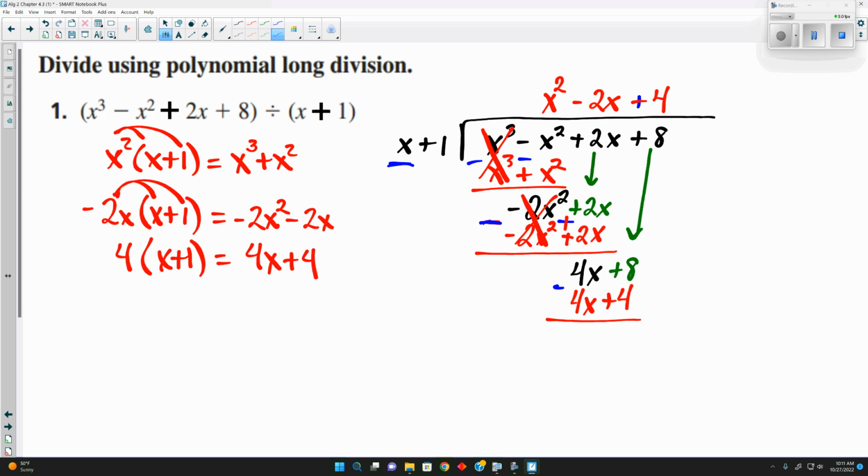And again, we're going to subtract. So do we always just subtract? Yep. Well, 4x minus 4x is 0, and 8 minus 4 is 4. Now for this here, we're not going to put remainder 4. We're going to put plus whenever we have a remainder, because we'll have a fraction, and 4 is going to go on top. Because what have we been doing? We've been dividing this whole thing by x plus 1, yes? So the remainder would be what we have over what we're dividing.